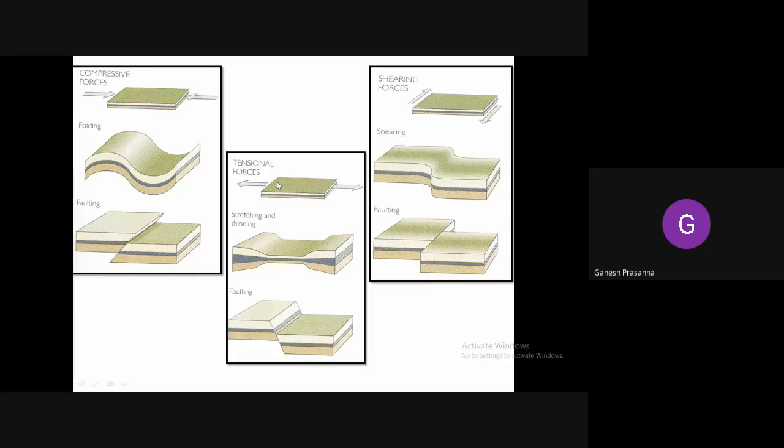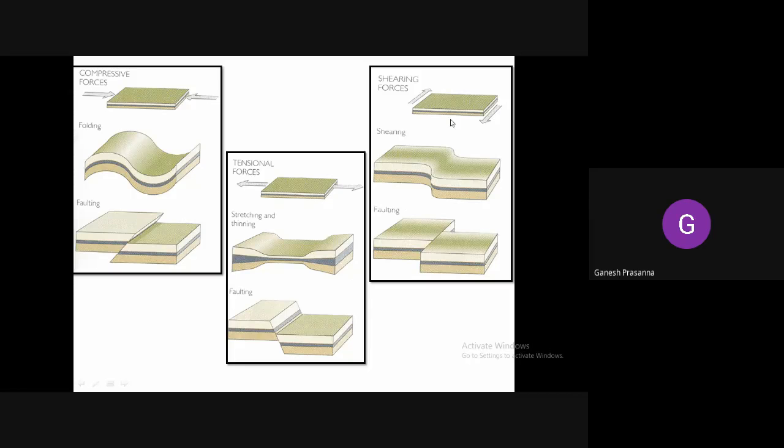All along both sides, the stretching of the particles takes place. The stretching causes thinning in the center of the rock body, which again results in the breakdown along the fault plane, which again results in the faulting.